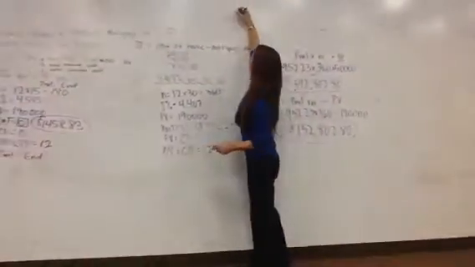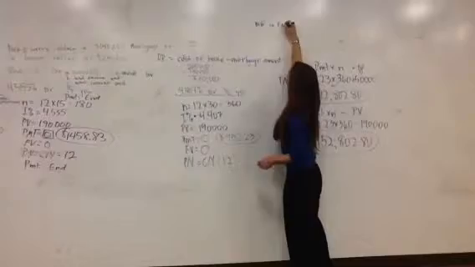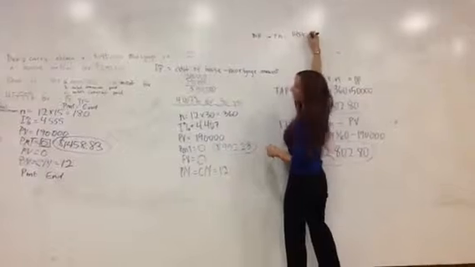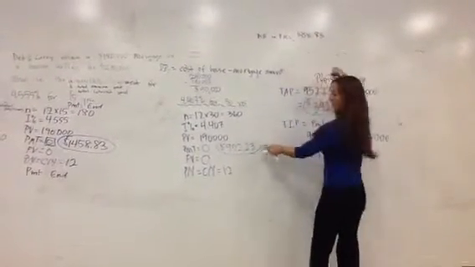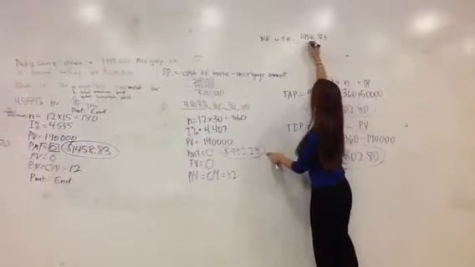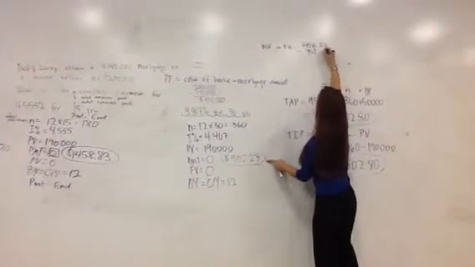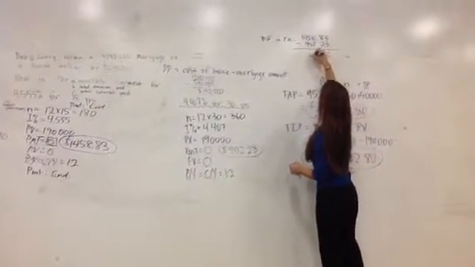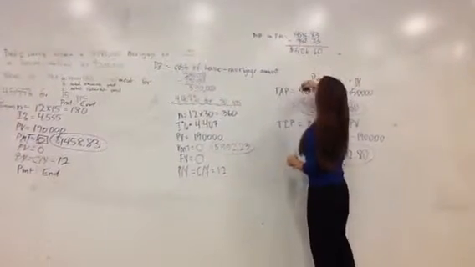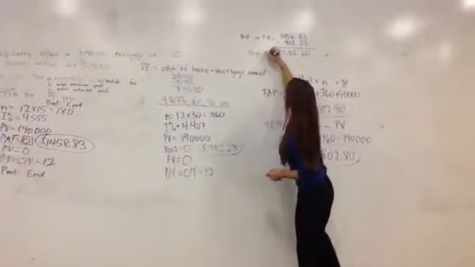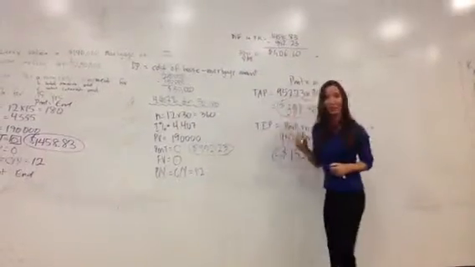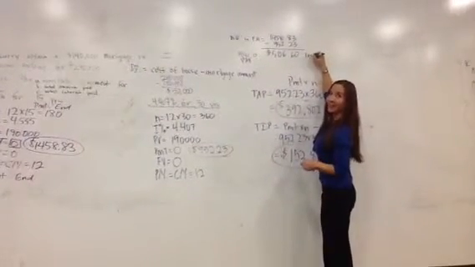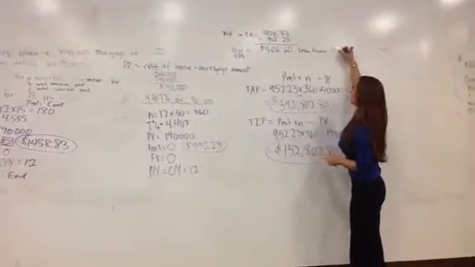If we look at the difference in payment, if we take the 15-year payment of $1,458.83 and subtract from that the 30-year payment of $952.23, we find that the 30-year payment is $506.60 less than the 15-year payment.